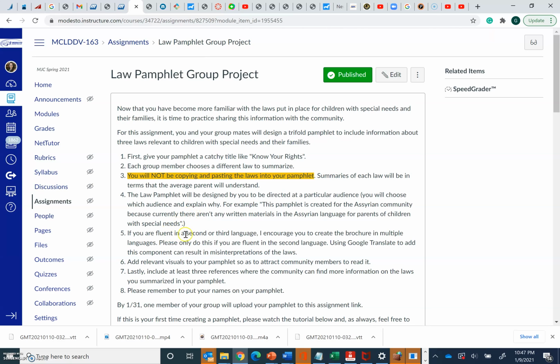If you are fluent in a second or third language, I encourage you to translate the law. How awesome would it be to translate a piece of legislation for an audience that doesn't typically have a lot of information in their home language? So if that is a possibility, go for it. Please don't use Google Translate, because I guarantee you it does not translate laws accurately, and I can always tell when it's not translated accurately. So only do this if you are completely fluent.